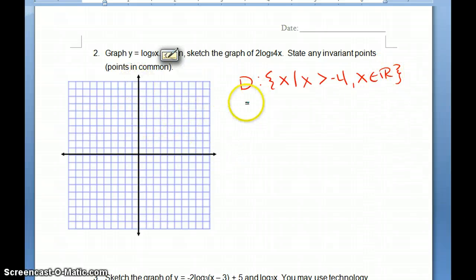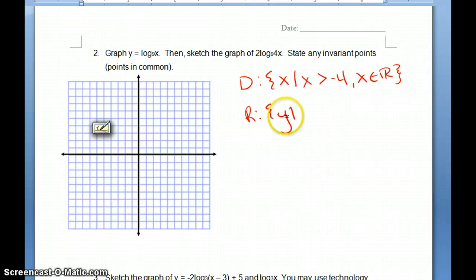Moving on to our range, we have y such that, and in this case, y is an element of all real numbers. That's a little bit different than when we were looking at exponential functions, remember I said they kind of switched there. So here, when we're dealing with logs, we have y is an element of all real numbers, and when we're looking at exponential functions, that's where your x was an element of all real numbers. So they kind of flip-flopped there.